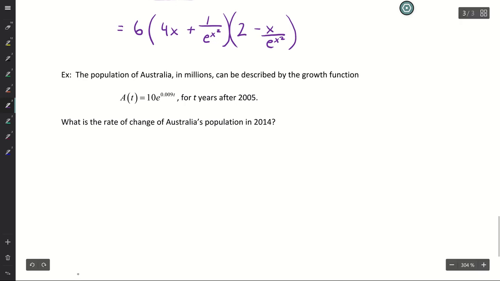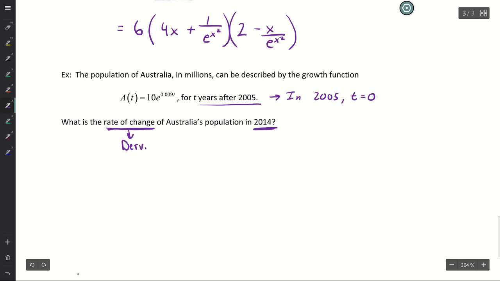When it says t years after 2005, that basically means that in 2005, my t value would be 0. So that's the initial year. It says, what is the rate of change? And you need to think of rate of change as being the derivative of Australia's population in the year 2014.